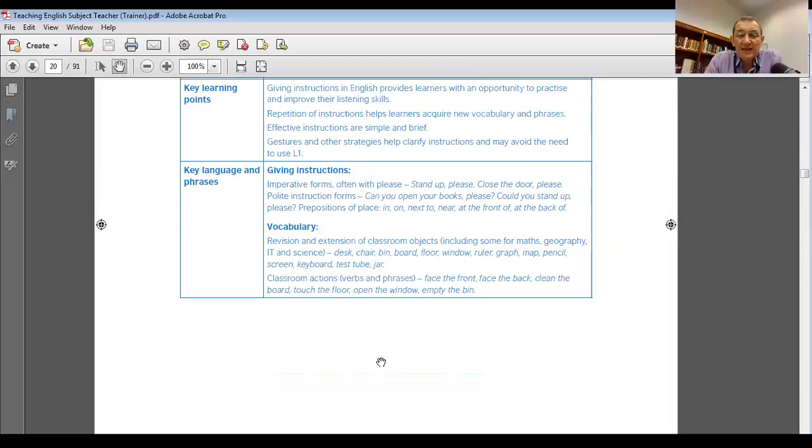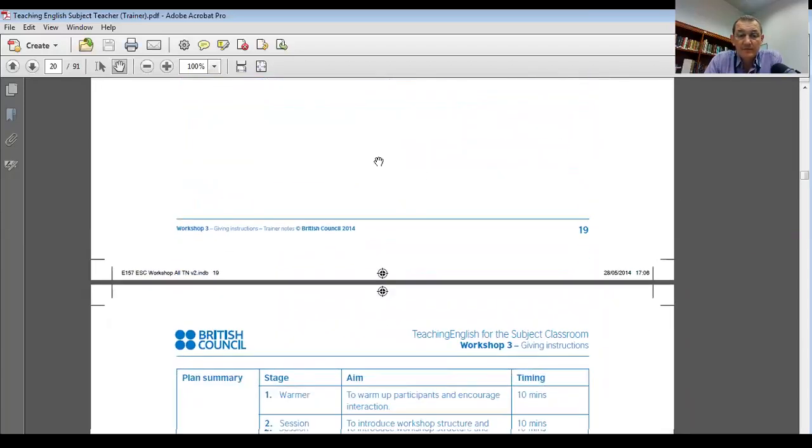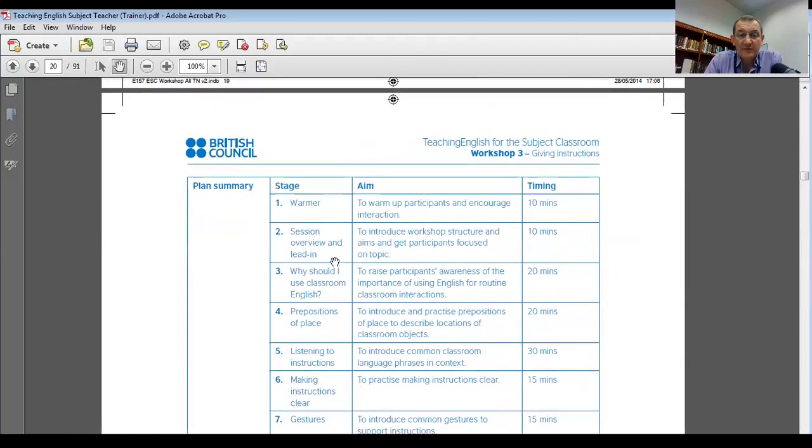And then finally, classroom actions, verbs and phrases. So common classroom actions: face the front, face the back, clean the board, touch the floor, etc. All of these are using the imperative forms: face the front, face the back. You could rephrase them more politely. Could you all please face the front, please? Okay, so that's the overview.